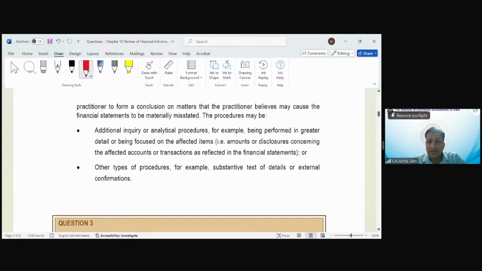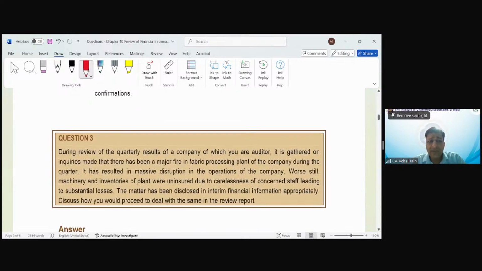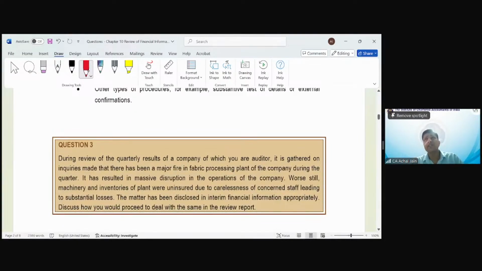Clear on this? Yes, sir. Any questions, any doubts? If you have, please ask me, because I can see some gaps in terms of your understanding of review analytical procedures. So that's why it's very important. Keep asking questions. Okay.